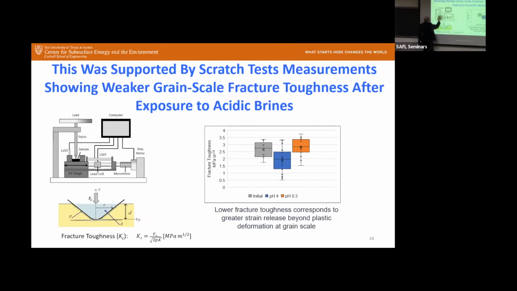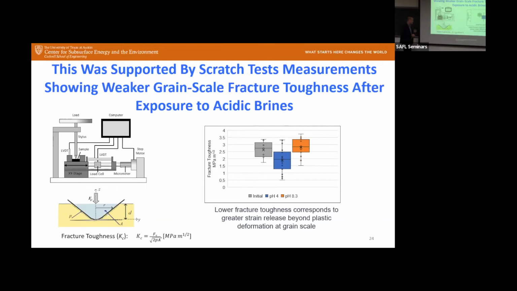Then what you do is you drag that rod across the surface, or you drag your sample across the rod. And as you drag it, you create a groove in your sample. And so as it moves, it's having to dislodge the individual grains from that sample. And from the loading and the force that you have to apply to move it, you can calculate this fracture toughness parameter. And we find that for the initial sample, we have a higher fracture toughness than we do for the sample at pH 4 after 7 days. And the initial one is very similar to the one at pH 8.3. And so we're decreasing this fracture toughness because of this dissolution of the dolomite in this system.